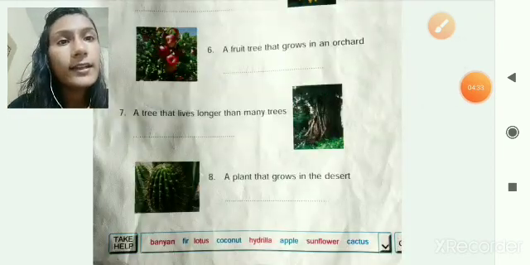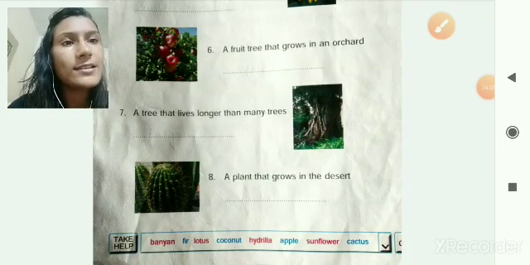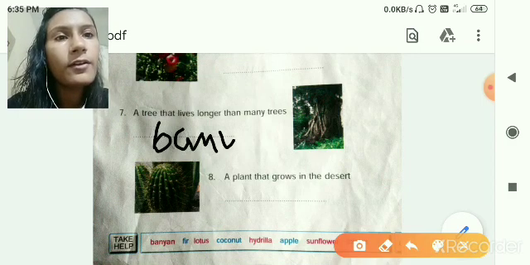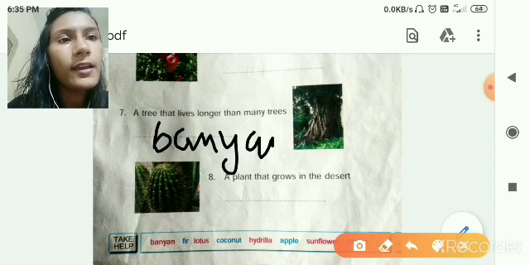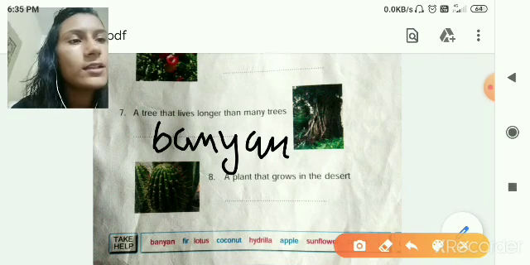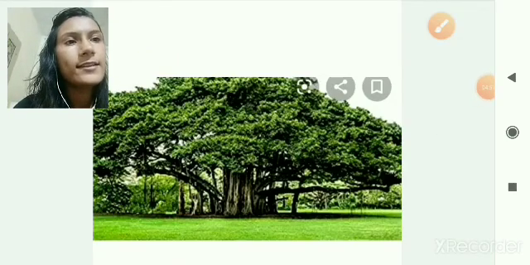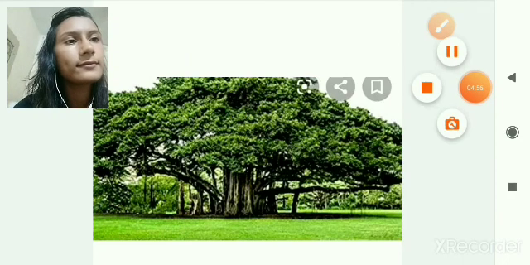Then a tree that lives longer than many trees, that is the banyan tree. So here write the spelling of banyan, B-A-N-Y-A-N, banyan tree. You can see this image of the banyan tree. This tree lives longer than many trees.